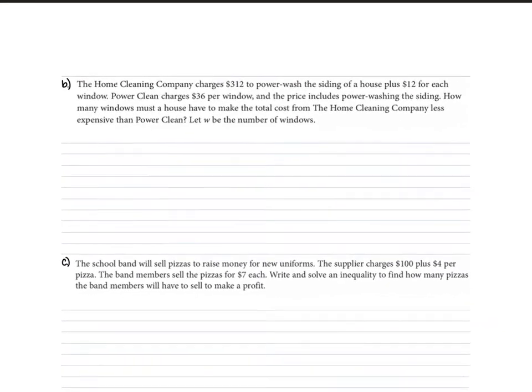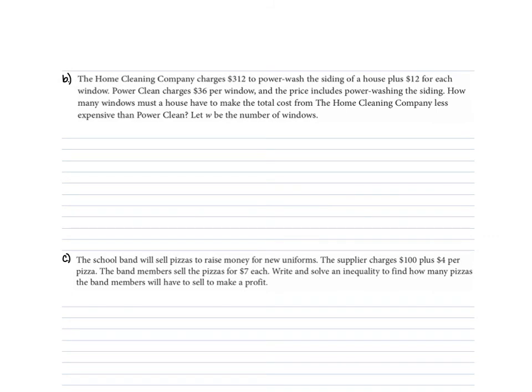For our next example, it says that the home cleaning company charges $312 to power wash the siding of a house, plus $12 for each window. Power Clean charges $36 per window, and the price includes power washing the siding. How many windows must a house have to make the total cost from the home cleaning company less expensive than the power cleaning? Let W be the number of windows.